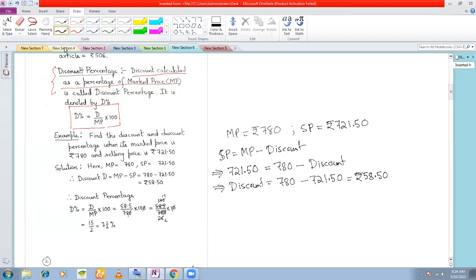So now once we know that discount is calculated on the mark price, therefore discount percentage is equal to discount by mark price into 100. Let us put the values. Discount here is 58.5, mark price here is 780, into 100.